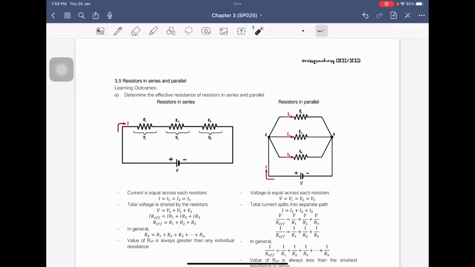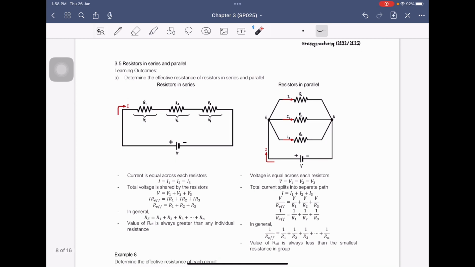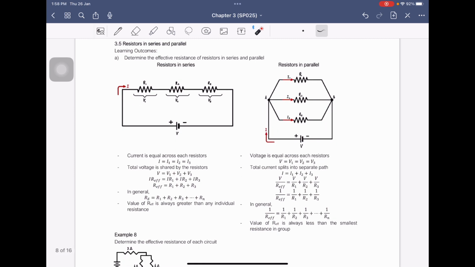Subtopic number 5, resistors in series and parallel. So we've learned about capacitors in series and parallel. Now we have to learn about resistors in series and parallel. So you have to determine the effective resistance of resistors in series and parallel. Okay, so resistors in series, this is how it is connected, and this is for parallel.